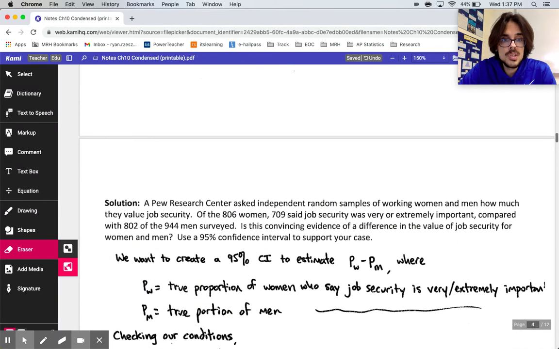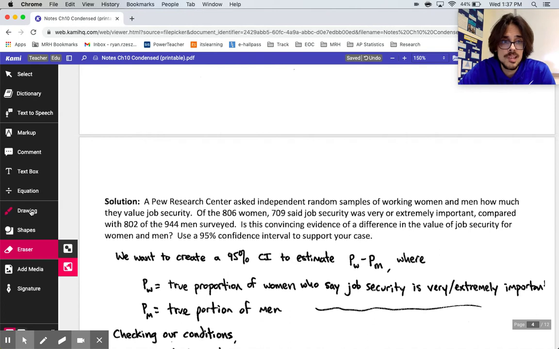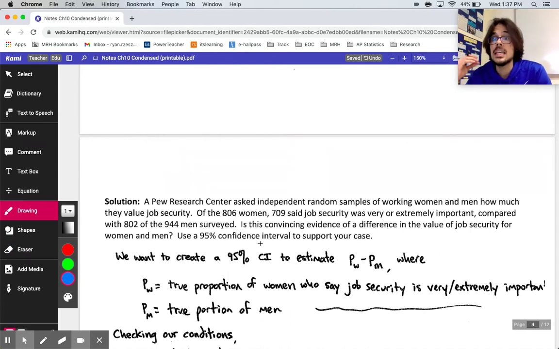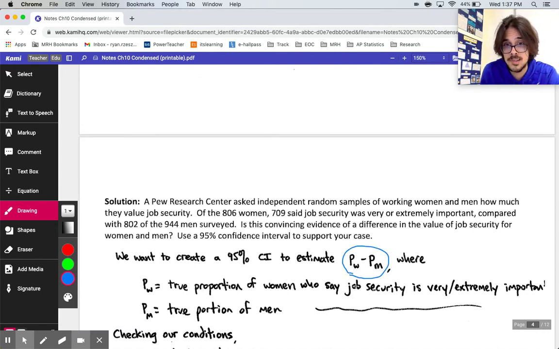So the first thing you're going to do, it's still a 4-step process, like you guys are used to back in chapter 7, 8, 9. First thing you do is you declare you're setting up an interval. We want a 95% confidence interval, and we're trying to estimate the difference in our two proportions. I chose to do PW and PM for my problem right here.